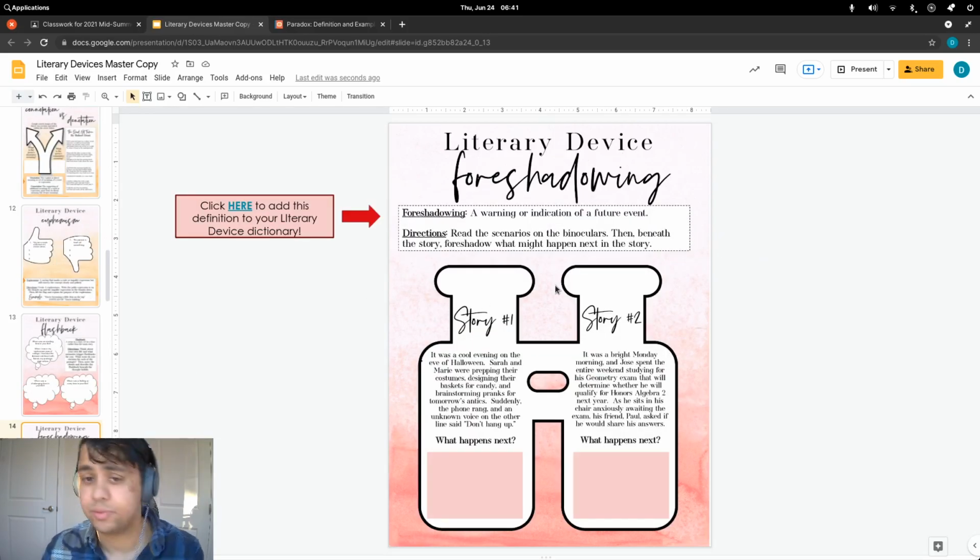So let's look at foreshadowing as an activity. So it says here, foreshadowing is a warning or indication of a future event. Read the scenarios on the binoculars, then beneath the story, foreshadow what might happen next in the story. So here, I'm going to go over story 1 with you guys, and I would like for you to please try to figure out story 2 for yourself. Decide what is going to happen in that event.